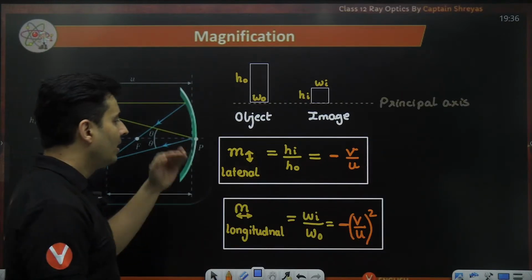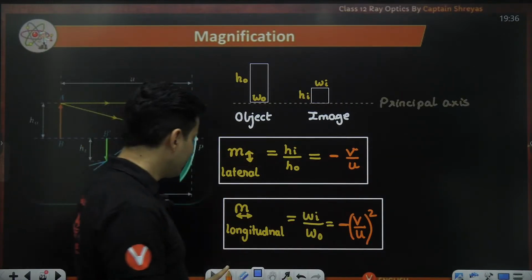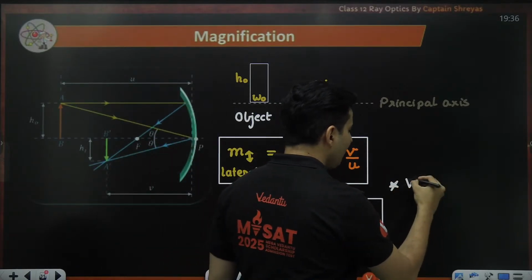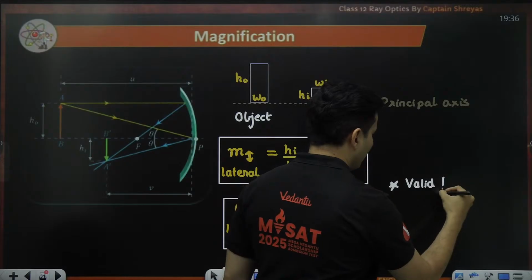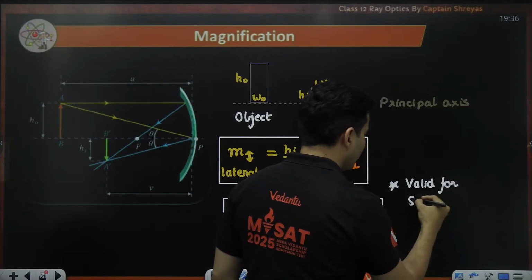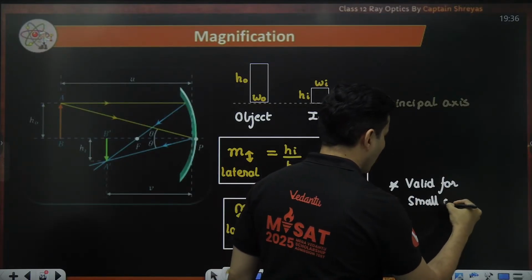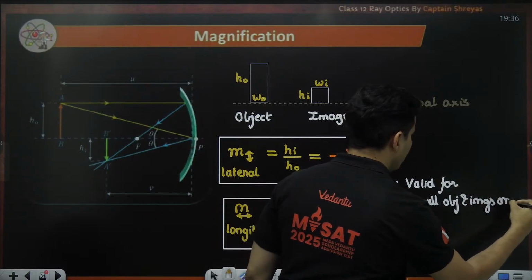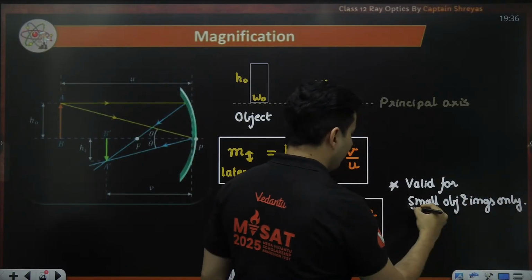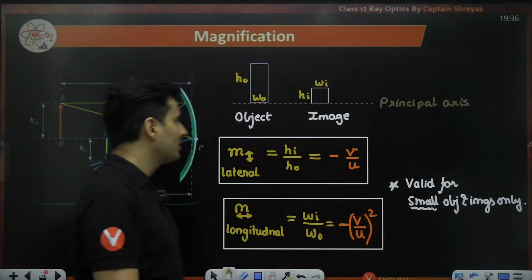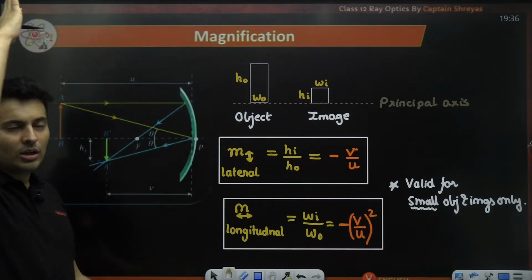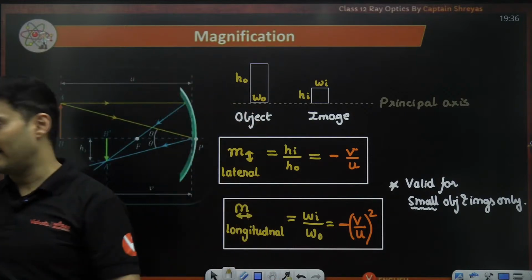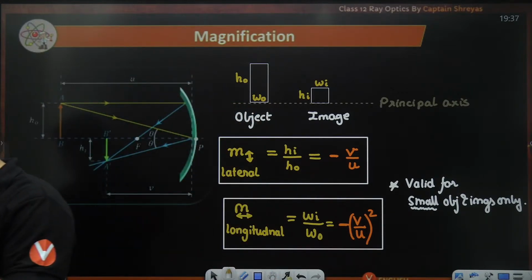Magnification is also covered. By the way, these formulas are only valid for paraxial rays, which means for small objects and images only. Very, very important. If the object is very big, very tall, then you cannot use this because the approximations are no longer valid. It will no longer be paraxial.